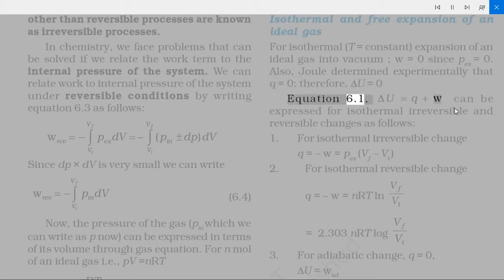Equation 6.1, ΔU = q + w, can be expressed for isothermal, irreversible and reversible changes as follows. 1. For isothermal irreversible change, q = -w = p_ex(V_f - V_i), equation 6.6. 2. For isothermal reversible change, q = -w = nRT ln(V_f/V_i) = 2.303 nRT log(V_f/V_i). 3. For adiabatic change, q = 0, ΔU = w.